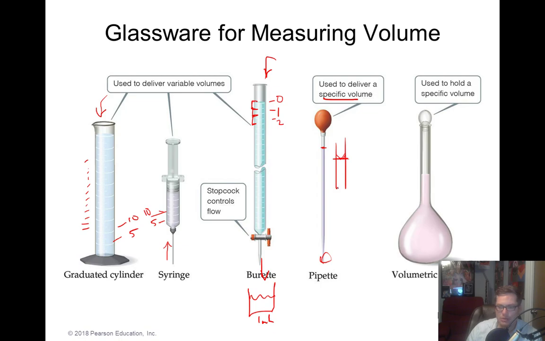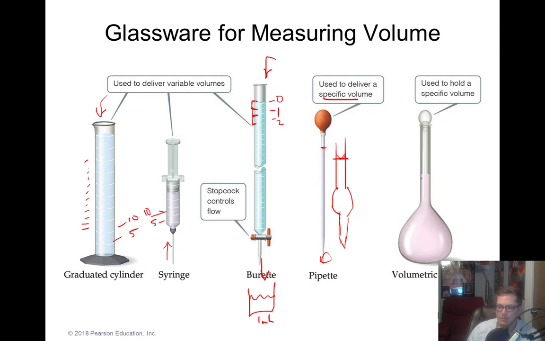You might see volumetric pipettes that have a bubble in the middle, like this, and that's just to not make them so long and unwieldy. For some of the big ones, like a 50 milliliter pipette, you're going to have quite a big glass bubble in the middle of it.